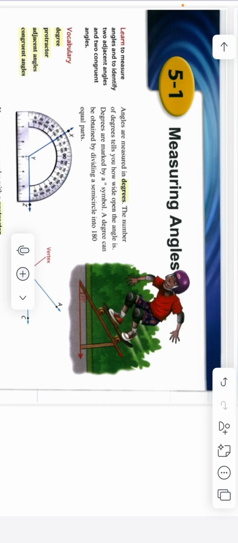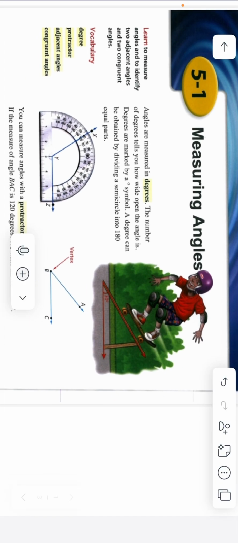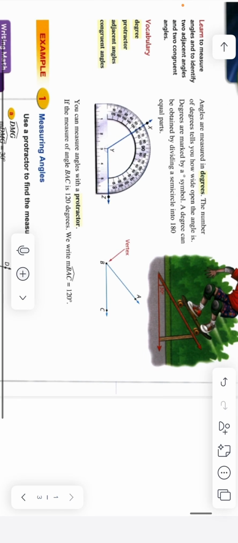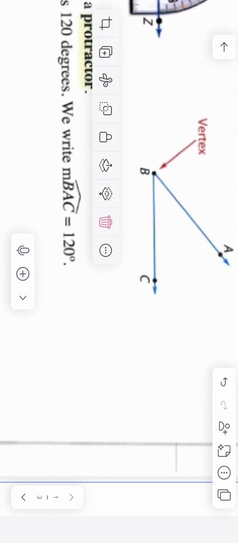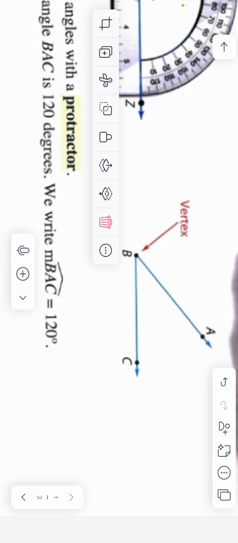Today I'm going to talk about Chapter 5, Lesson 1, Measuring Angles. Before I start reading this part, I want to tell you what an angle is. If you look at this figure, whenever two line segments meet each other at a point, which is called point B, they make up an angle.